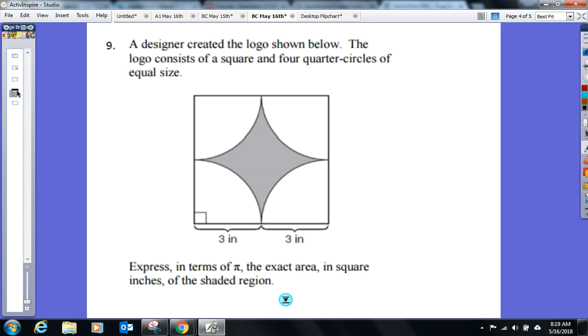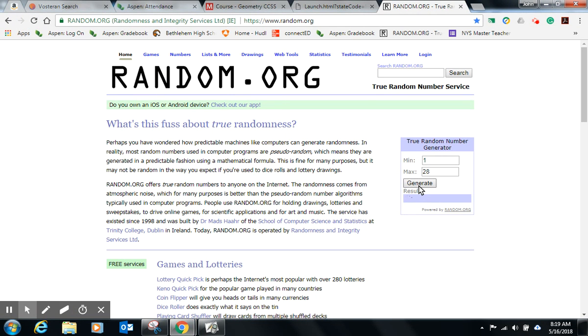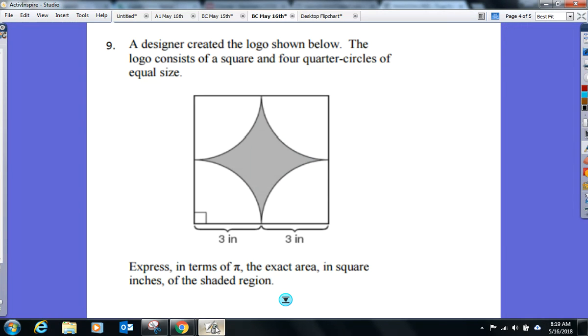Okay, another shaded region problem. Leave your answer in terms of pi. Perfect. All right. What is the full figure? Square? And all the unshadeds, what are the unshadeds? Quarter circles, and there's 4 of them, make a full circle. All right, so it's going to be a square minus full circle.